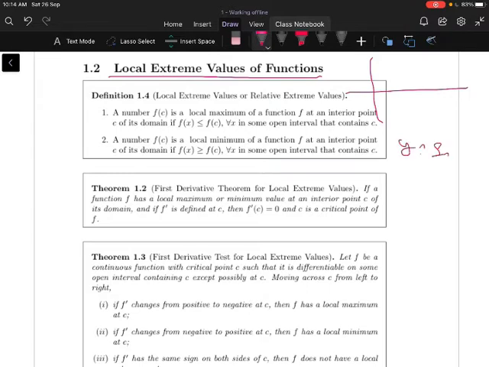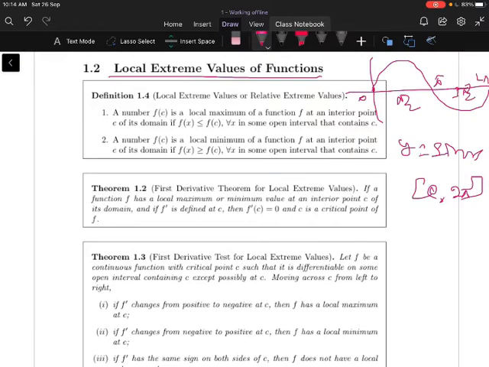y is equal to sin x. Let us plot the sin x function for the interval 0 to 2 pi. So this is the curve, I think you know that. This is 0, this is x equal to pi by 2, pi, 3 pi by 2 and 2 pi.